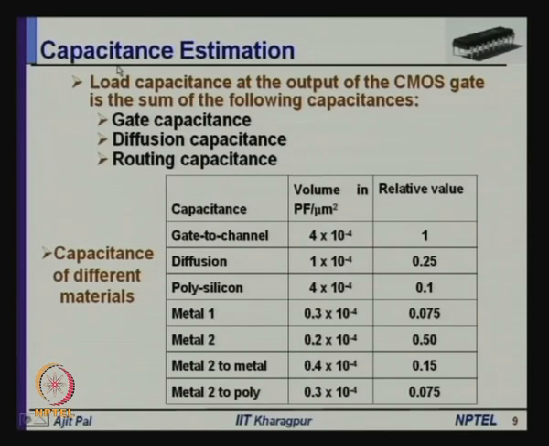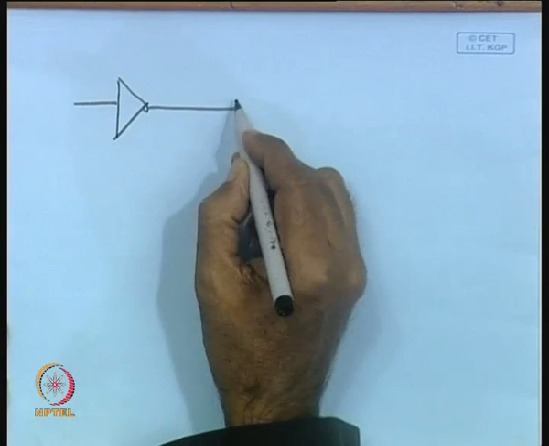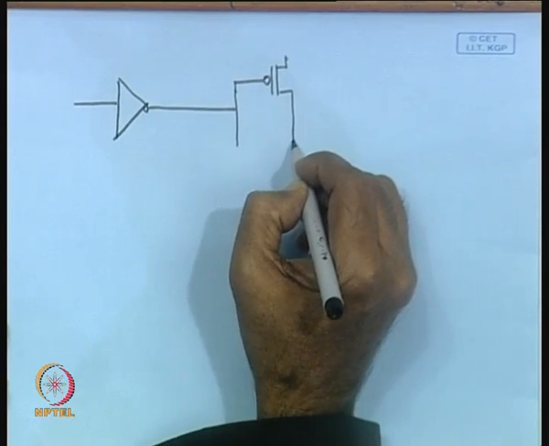Coming to another very important parameter, that is capacitance estimation. We find that the load capacitance at the output of a CMOS gate is a sum of the following capacitances. If you consider a CMOS inverter, then at the output you will face these three capacitances. Gate capacitance is essentially, I believe I have a diagram. Let me draw a diagram. Say this is an inverter, this will be connected to maybe another stage of inverter or some more complex circuit.